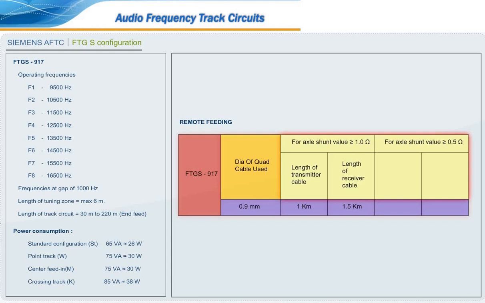For the axle shunt, value greater than or equal to 0.5 ohm. Length of transmitter cable is 1.4 km. Length of receiver cable is 1.5 km.